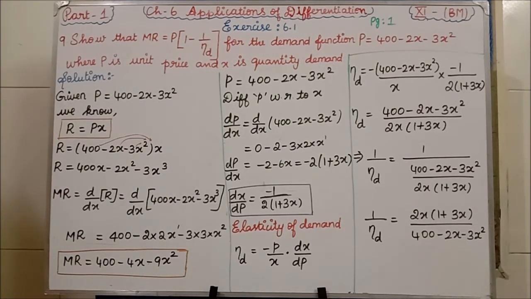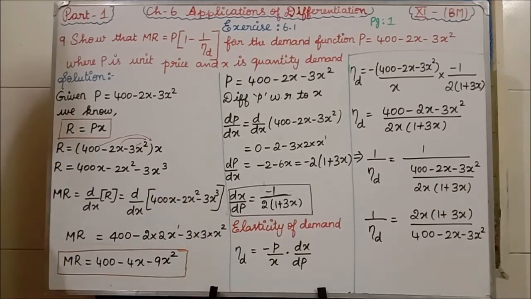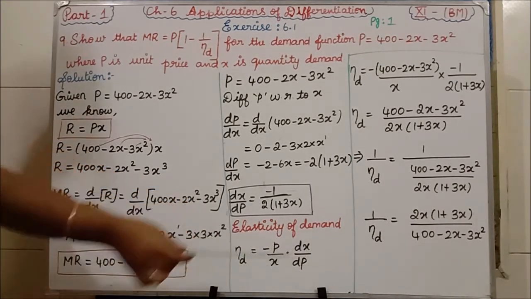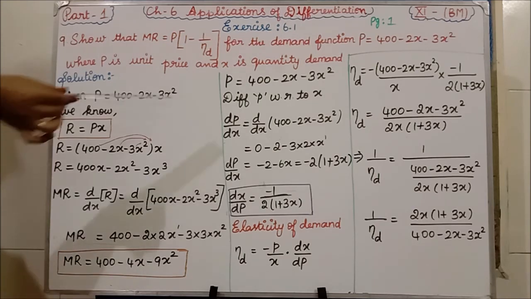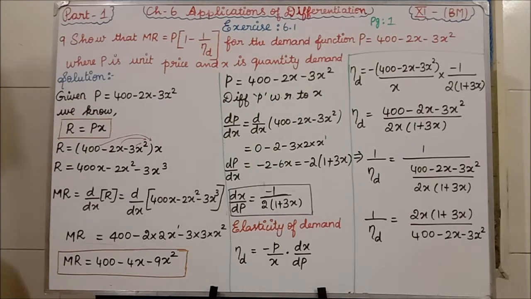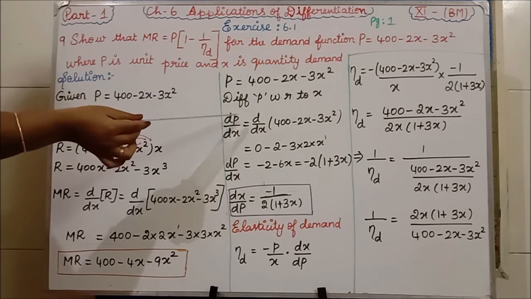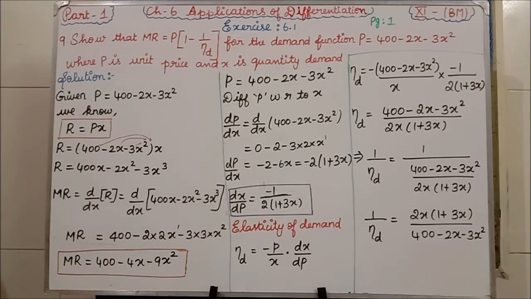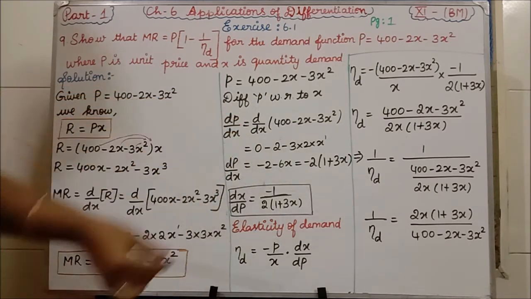So what is the elasticity of demand value? What is the formula for elasticity of demand? Minus P by X into dx by dp. For that we need the dx by dp value. So that value we will find beforehand. Okay, we know the P value, the unit price value: 400 minus 2x minus 3x square. From this, if you differentiate P with respect to X we will get dp by dx. So d by dx of this price, 400 minus 2x minus 3x square.